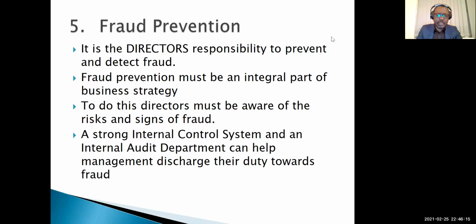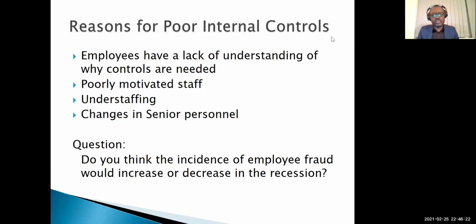Internal audit can help, but it is not their responsibility. It is the director. Whenever the external auditors come to audit, they give you a management representation letter to sign, so that you can say that, yes, I am the one in charge of detecting and preventing fraud.